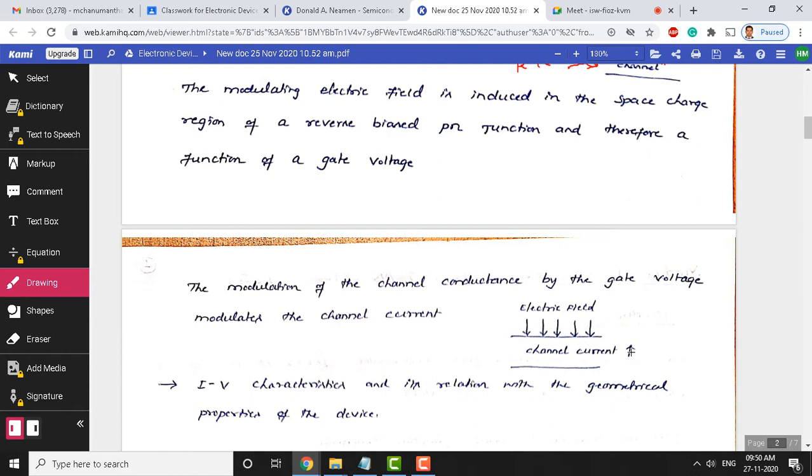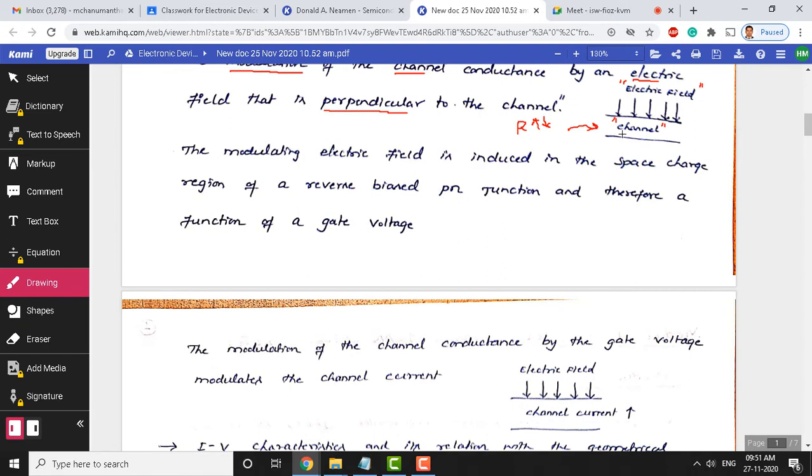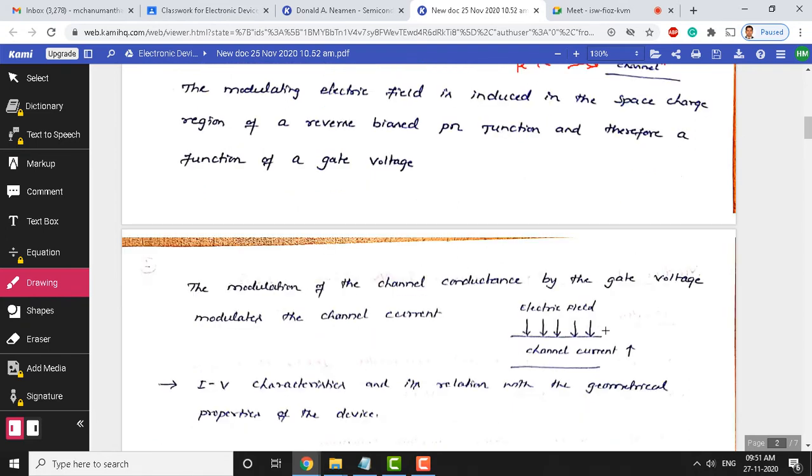It can be varied, it can be increased or it can be decreased depending on the channel conductance. If the channel conductance is increased, then definitely channel current also gets increased. If conductance of the channel decreases, then the channel current also gets decreased. So, that is how there is a one to one relation here.